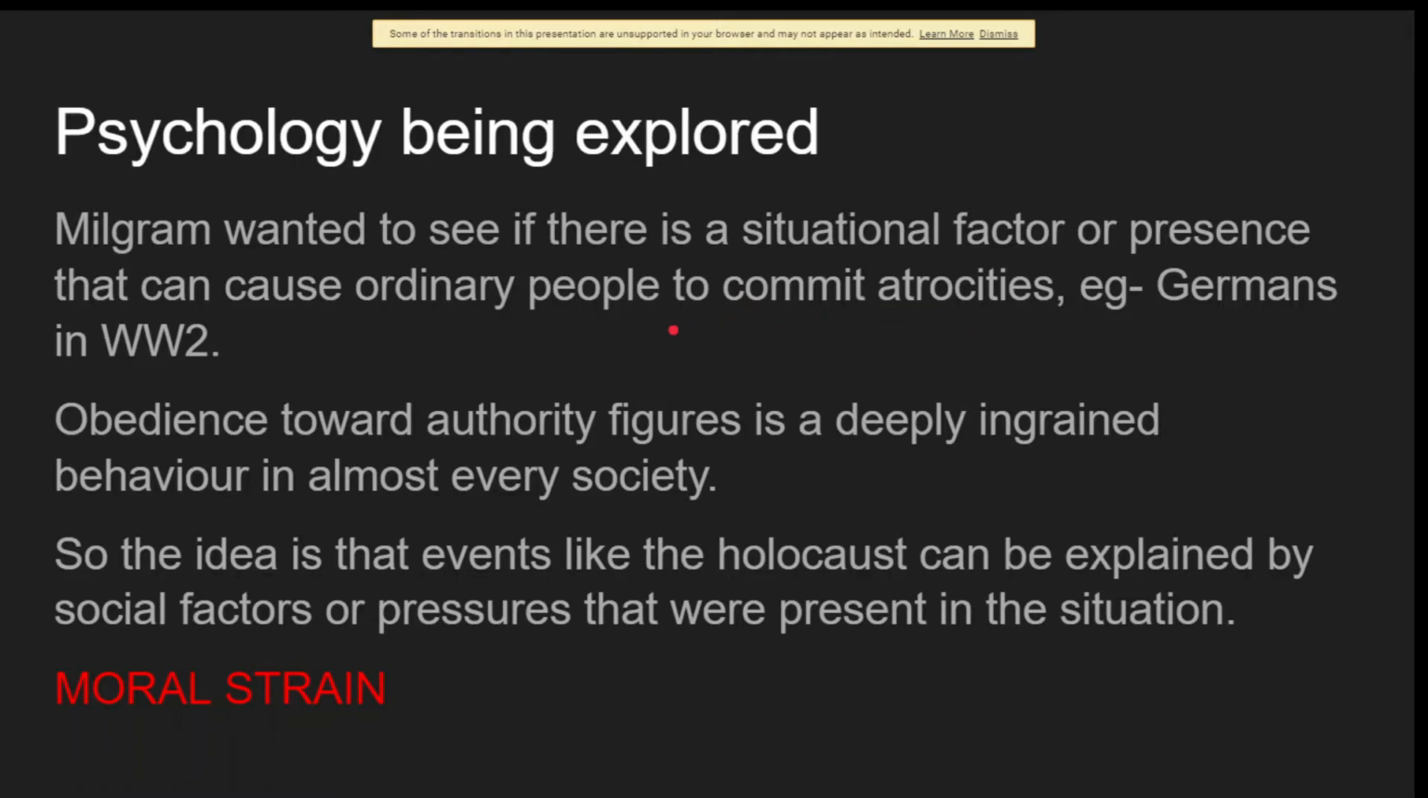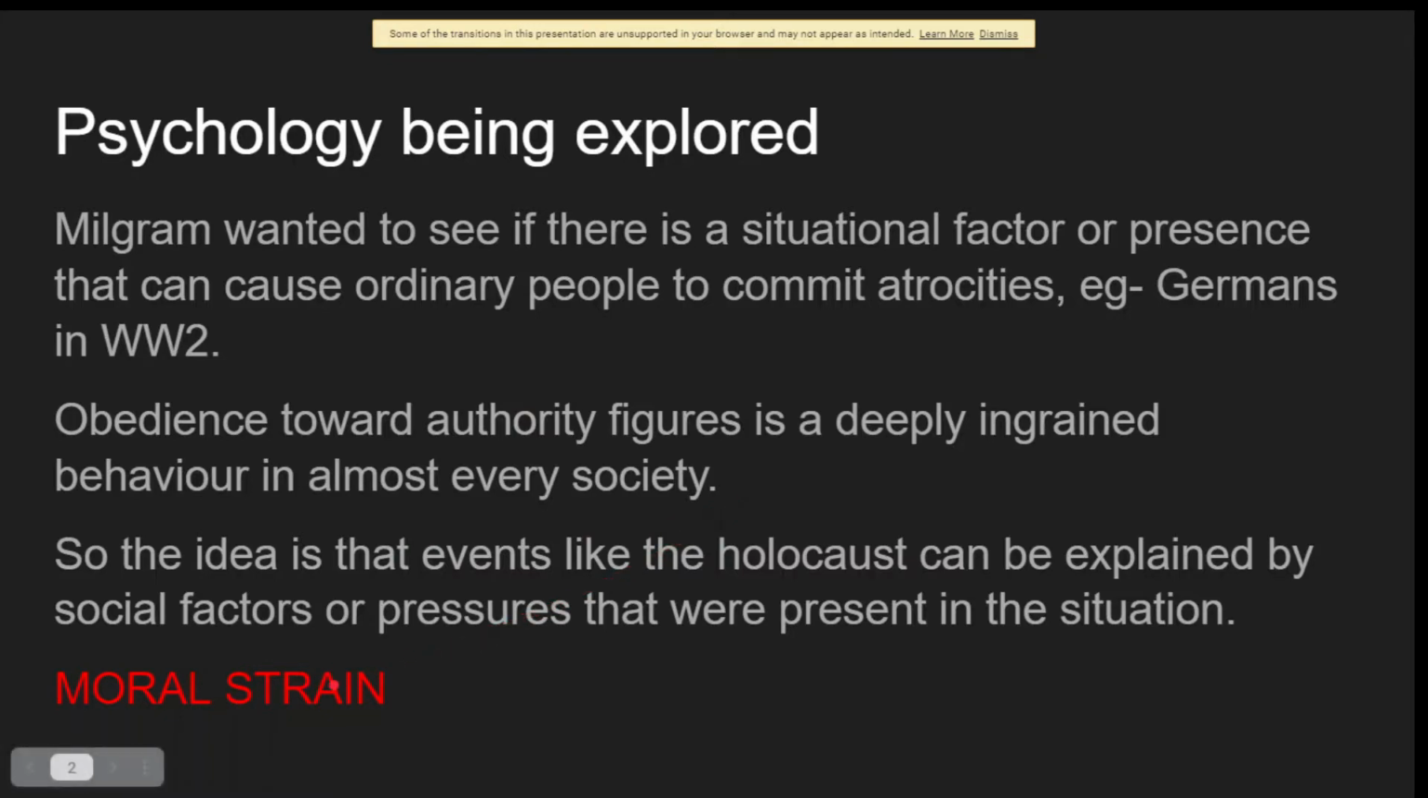So he wanted to see if, given the same sort of authoritative and pressure situation, Americans would be willing to commit similar atrocities like the Germans did. Obedience is a behavior that's been typically ingrained in many social settings or societies, unless you live in isolation. So, obeying your teacher, a police officer, someone who's at a higher authority than you, we're always told to obey adults.